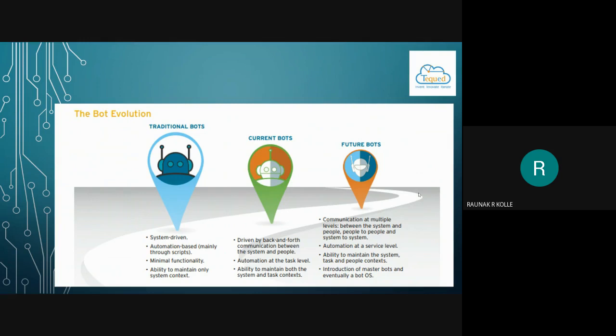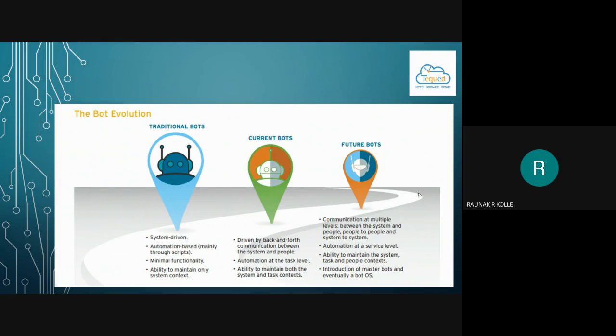In the traditional model, the chatbot was system driven and it was automation based, mainly through scripts. It had minimal functionality and it had the ability to maintain only system context. The current day chatbots are driven by back and forth communication between the system and the people. It works with automation at the task level and it has the ability to maintain both the system and task contexts.